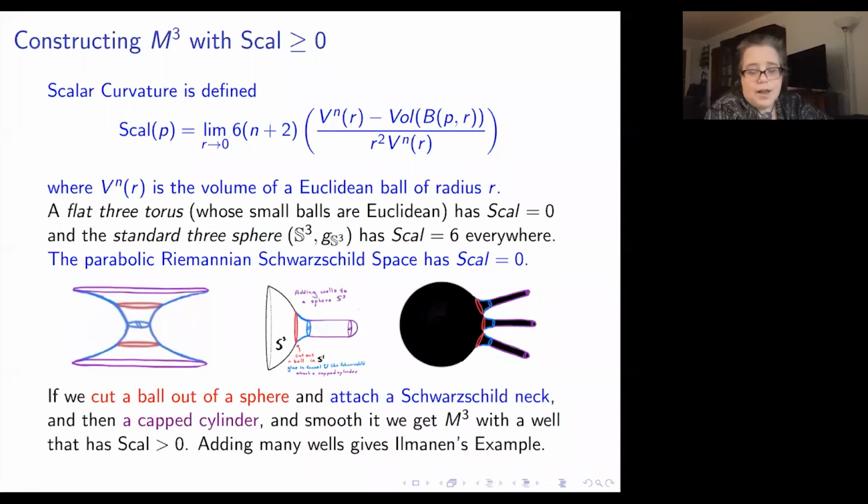All right, if you make a sequence of manifolds, you can have the first one have 1 well, the second one has 2, the third one has 3, and go on forever, adding more and more wells that are narrower and narrower. The total volume of the wells could go to 0, and you will get what's called Ilmanen's example of a sequence of Riemannian manifolds, 3-dimensional Riemannian manifolds with non-negative scalar curvature that has no limit in the Gromov-Hausdorff or in the C0 sense.